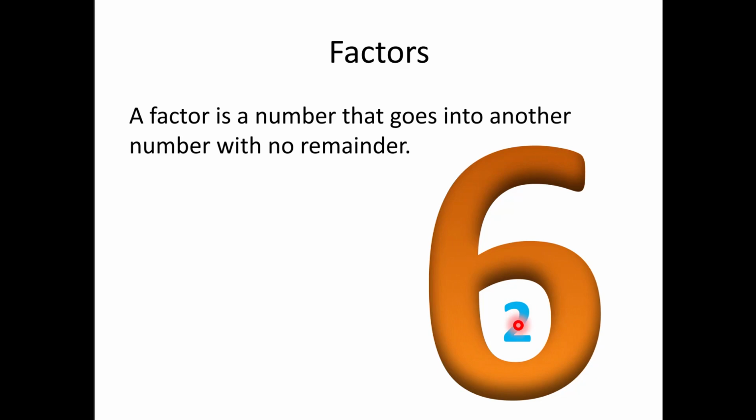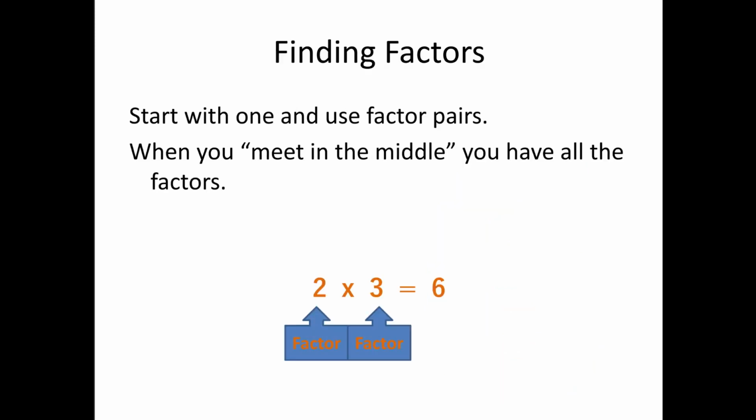For example, 2 goes into 6 3 times with no remainder, so 2 is a factor of 6. When we look at factors, we start with 1 and use factor pairs. When you meet in the middle, you have all the factors.